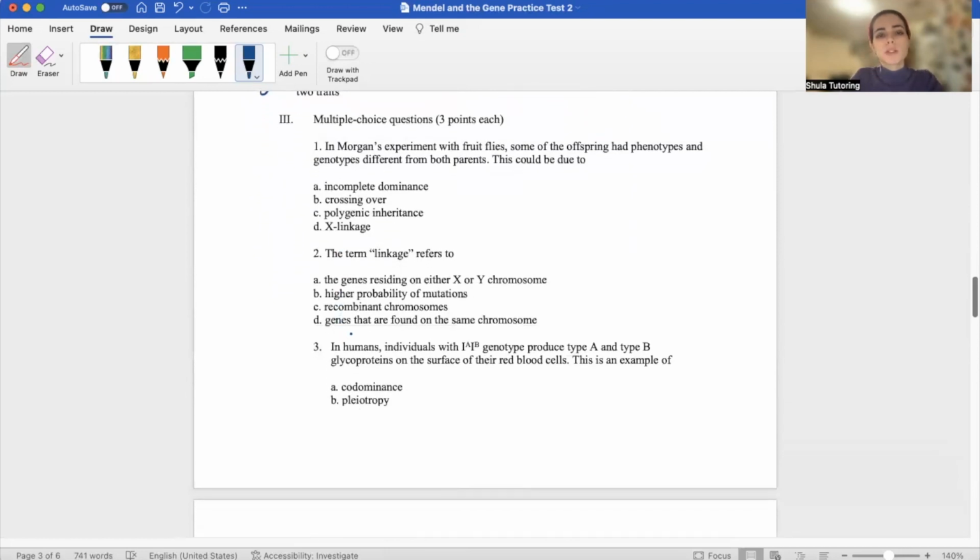And then some multiple choice questions. In Morgan's experiment with fruit flies, some of the offspring had phenotypes and genotypes different from both parents. That could be due to what? So in Morgan's experiment, fruit flies had the genes under question on the same chromosome. And that's why they didn't exactly behave the way Mendel would have predicted. So that is due to crossing over, and that's what happens when homologous chromosomes exchange genetic material during prophase 1 of meiosis.